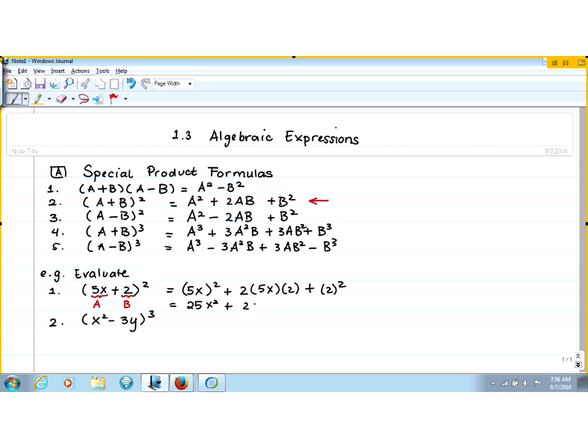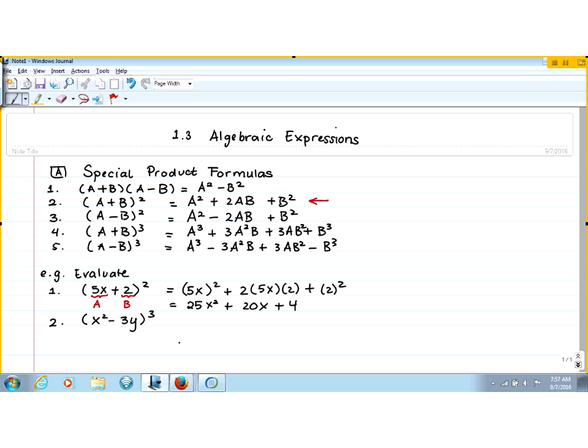A squared plus 2ab plus b squared, which is what? 25x squared plus 20x plus 4. Finish. Or if you know how to get 25x squared, you don't have to write the middle portion here. Some of you are fast. If you want to write it, then you can. If not, that's fine too.